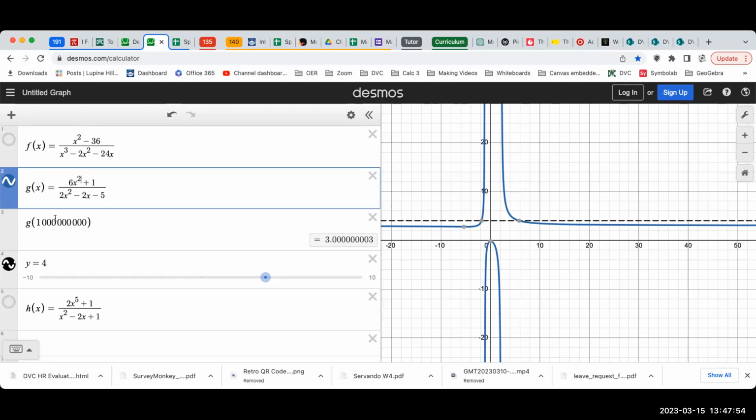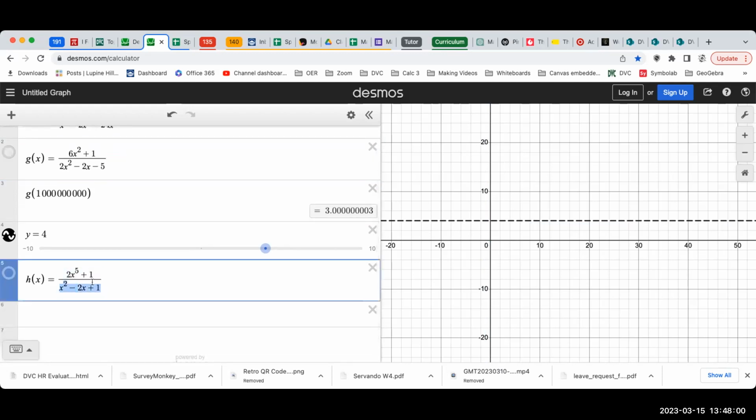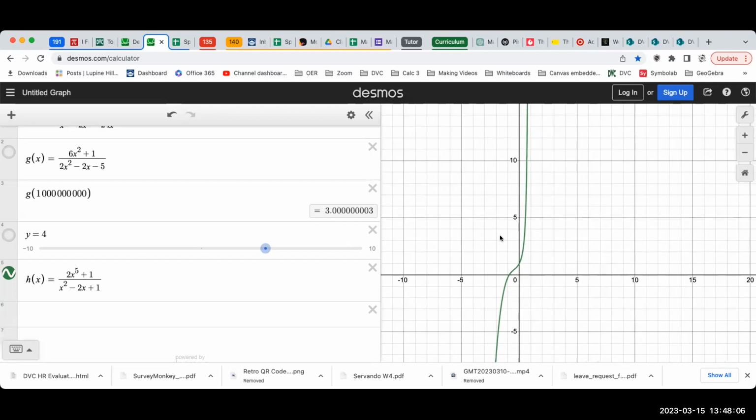Okay, case 3 says the denominator's degree is smaller than the degree of the numerator. So let's look at that graph. Here, notice the tails don't gravitate towards anything. They just shoot to infinity and negative infinity. So in that case, there is no horizontal asymptote.